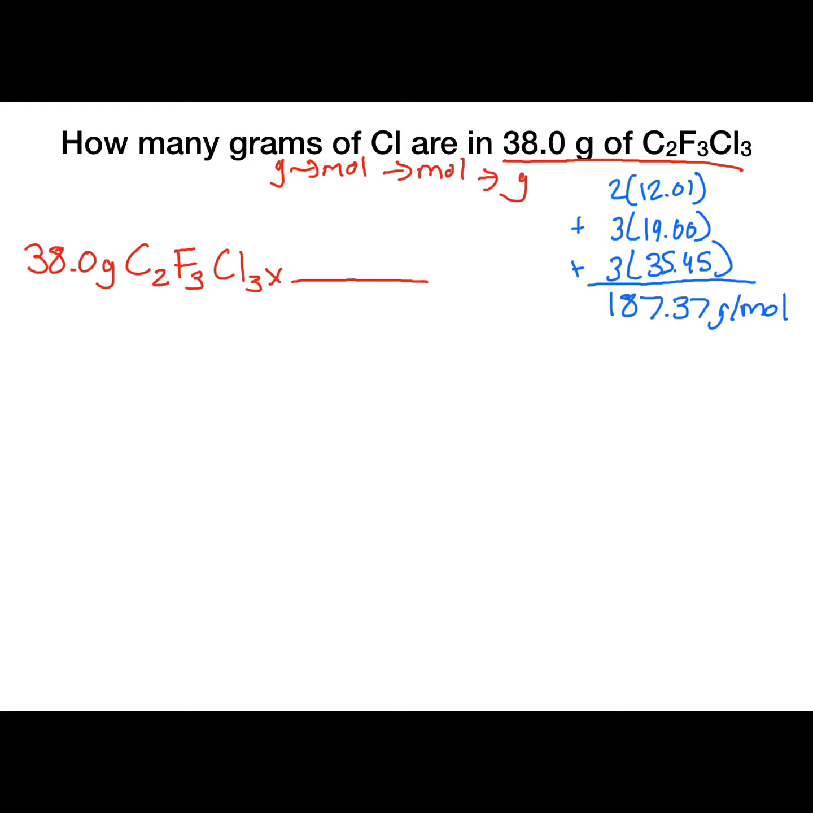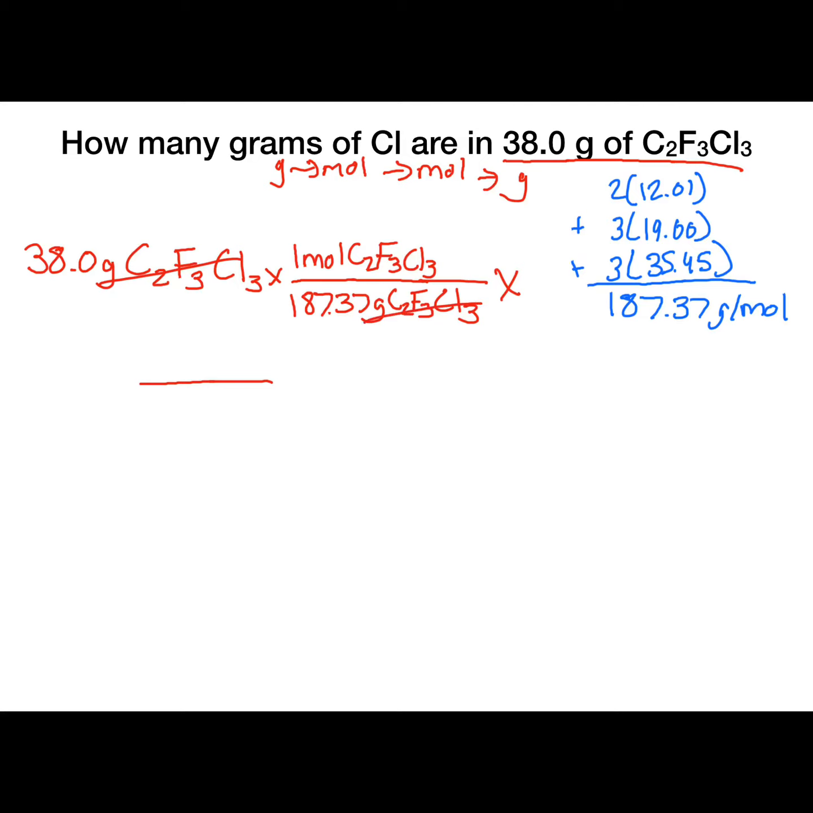Okay, so now we know that, so we're going to put that in the denominator. So we have 1 mole of this compound is 187.37 grams. Times, I'm going to start at the bottom, go to the next line here. Okay, so now our grams cancels out, so now we are left with moles.